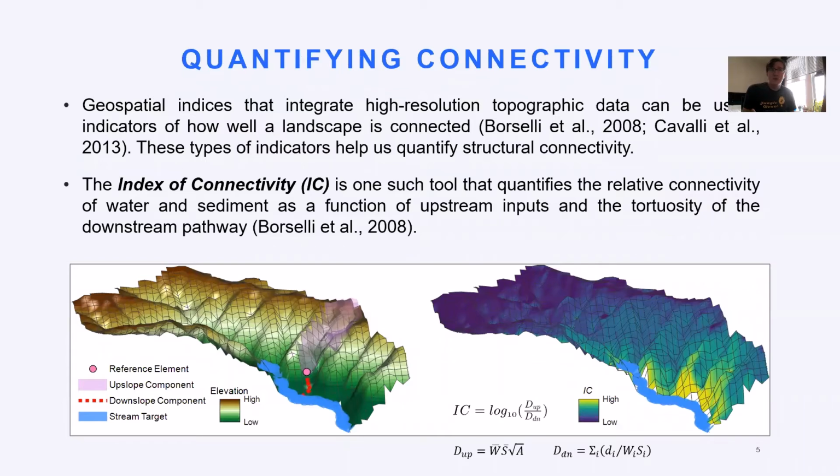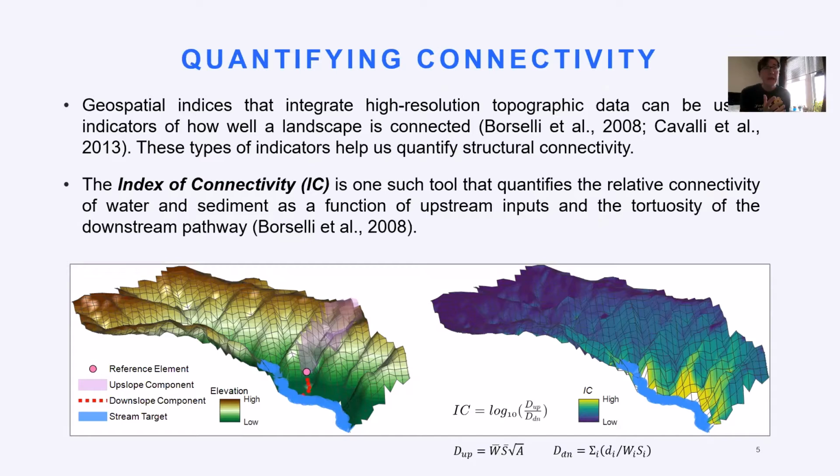So how do we quantify structural connectivity? Geospatial indices are really useful for this, as they use high-resolution topographic data to give an indication of connectivity. And on the left here, I've shown the index of connectivity, which is one such tool, where you look at a reference element, this pink dot, you integrate the information upstream of it, and then also the path that it has to travel to arrive at a stream down gradient.